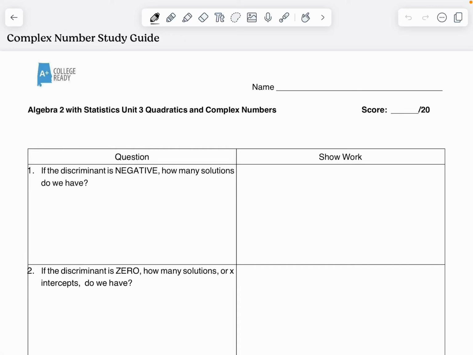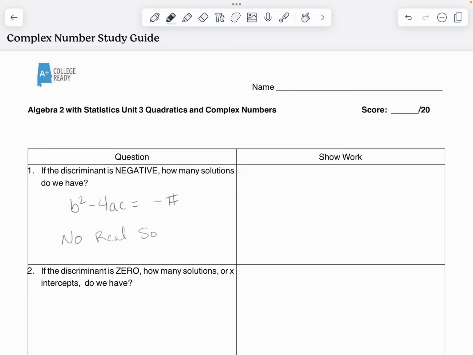So, study guide for our complex numbers. We are looking at number 1 right here. This says, if the discriminant is negative, how many solutions do we have? If b squared minus 4ac is equal to some negative number, that means in the quadratic formula we're taking the square root of a negative number, which means we have imaginary solutions. So this has no real solutions.